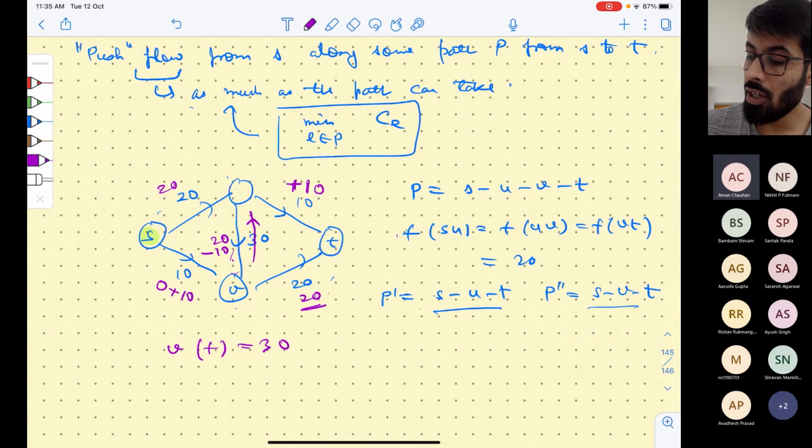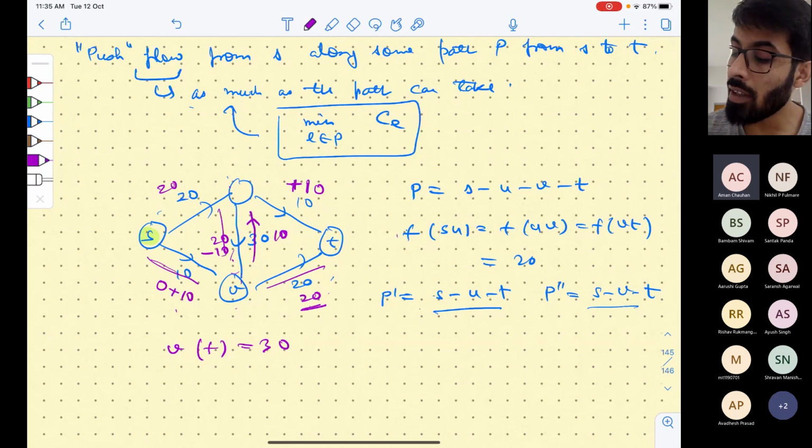So for this edge, we push back sort of. So we make this 10, and now this becomes 10, and this becomes 20, because 10 is coming from here and 10 is coming from this edge. So here 20 is fine, and now this one becomes 10. So we sort of push back the flow and redirect it. Okay.